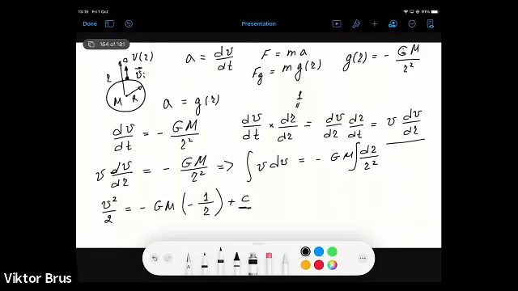Any ideas which boundary condition we need to use here? What will be convenient for us? Maybe initial height and final height. We don't know the final, we know the initial. Yeah, that's a good starting point. We know the initial distance from the center of the planet. It starts on the surface of the planet. So the initial distance will be R. So let's consider that small r is equal to capital R.